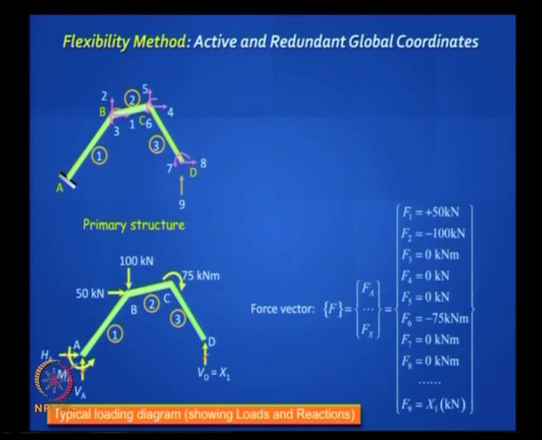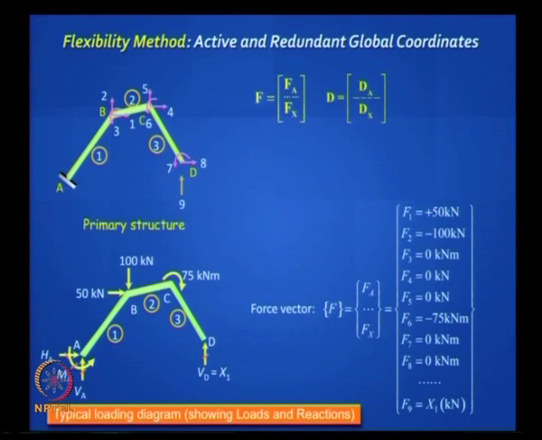So for example, if you had this problem which I showed you earlier, then Vd is your redundant x1, and this is how you would write the force vector. The first part, the Fa part we have seen earlier, you are just putting F9 now. F9 is your additional unknown redundant.